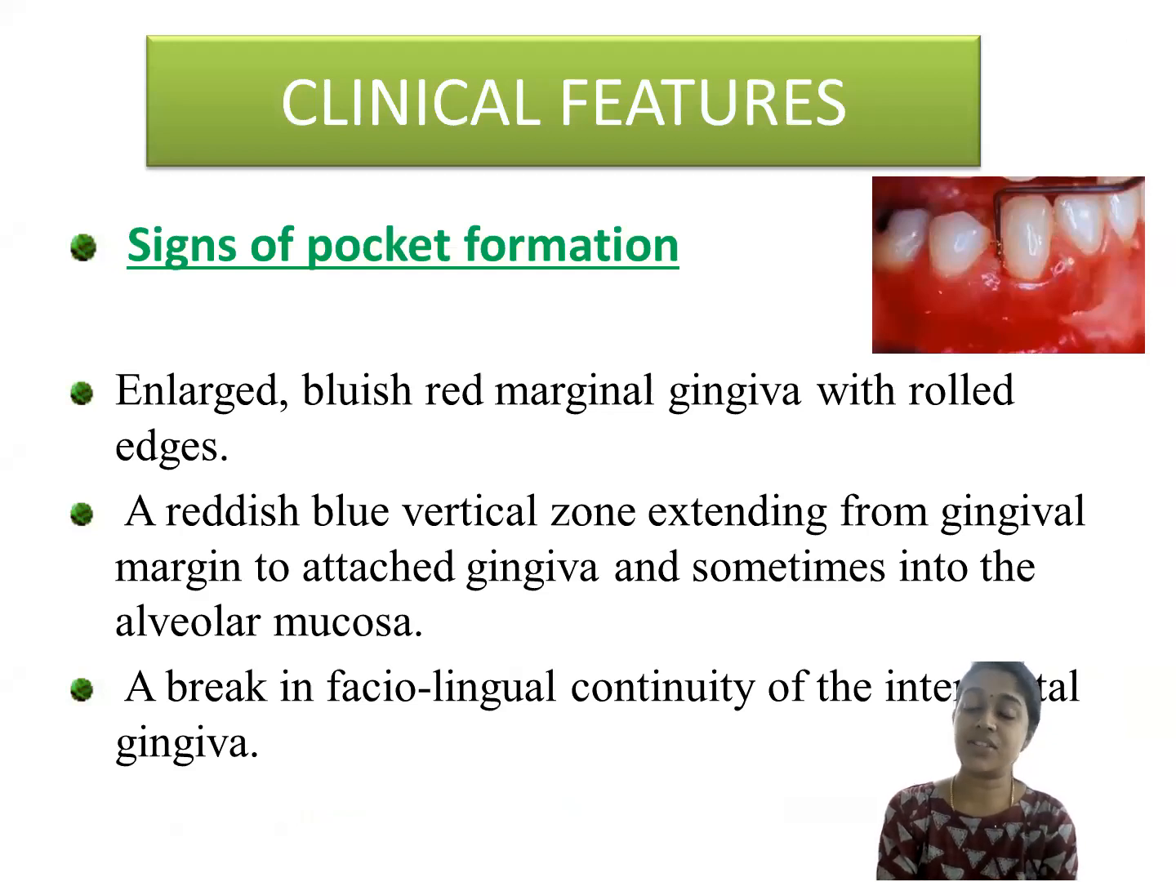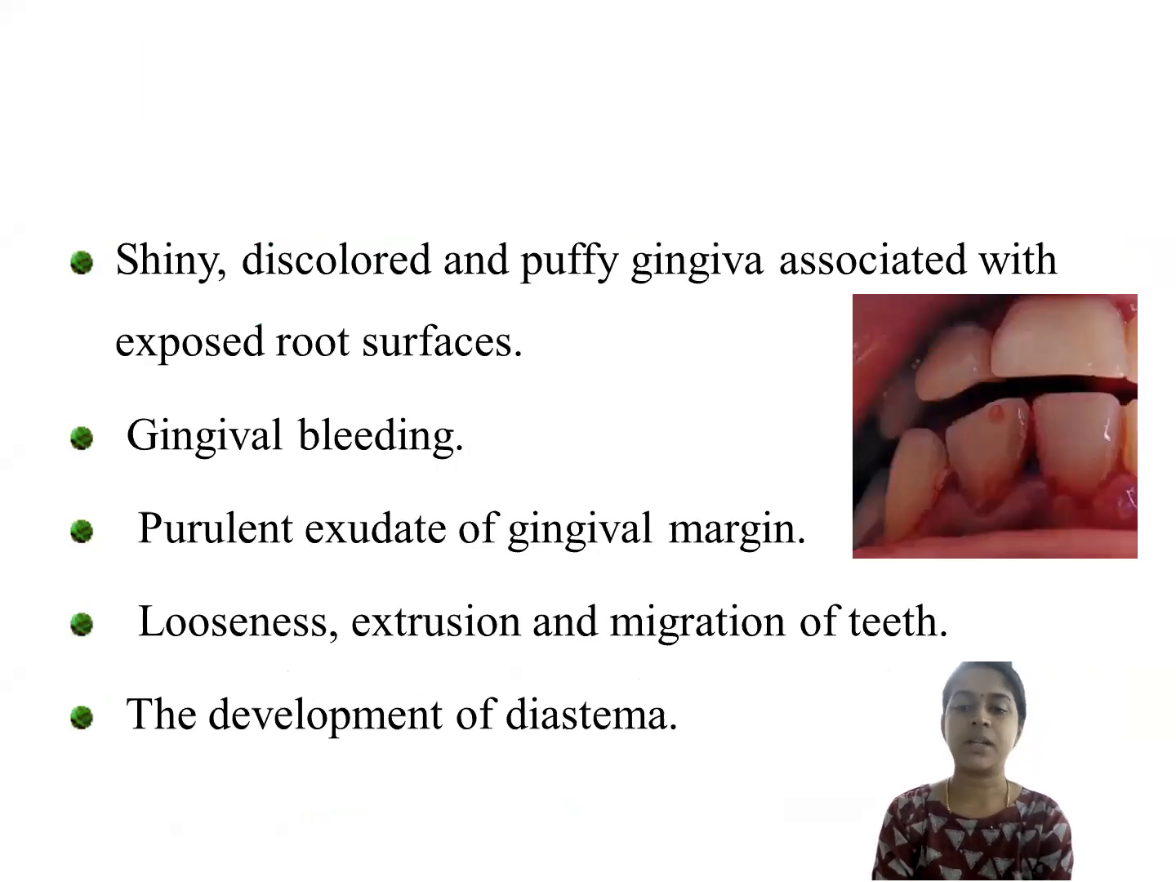The following clinical features can be seen when a patient comes in. There would be enlarged gingiva, bluish gingival margins with rolled out edges, a reddish blue vertical zone extending from the gingival margin into the alveolar mucosa, as well as a break in the buccolingual continuity of the gingiva. The gingiva appears shiny, puffy, discolored, with exposed roots. Gingival bleeding will be there. There could be exudation of pus, looseness and extrusion of the tooth, and development of diastema.